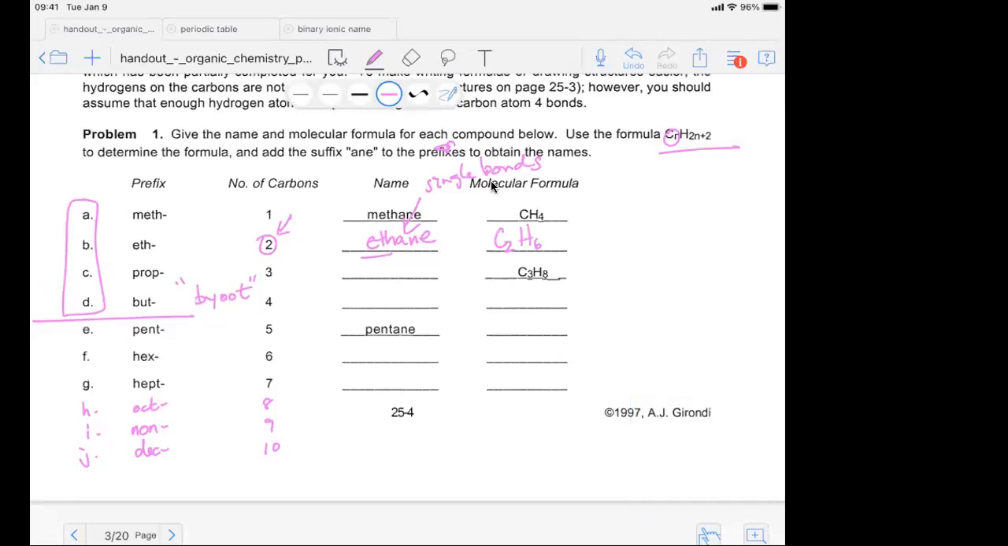Then for an alkane that has 3 carbons, because prop is the prefix for 3, that's going to be propane. And now you're going to have n equals 3. So your formula is C3H8. For an alkane with 4 carbons, that's called butane. Formula C4H10.